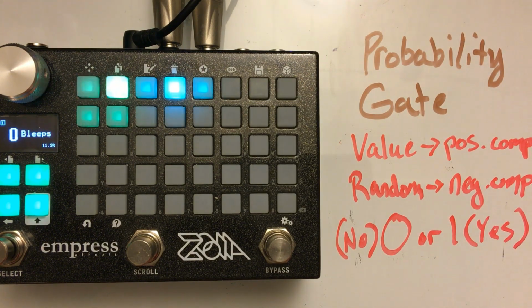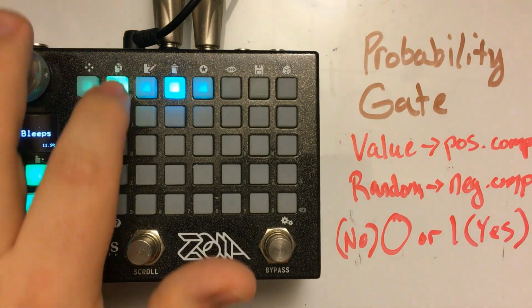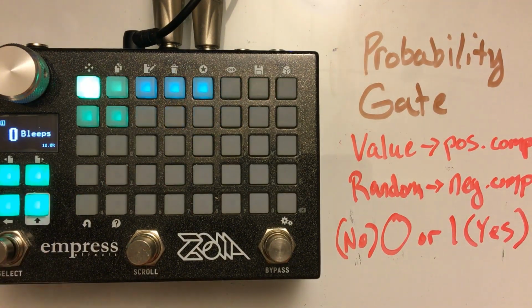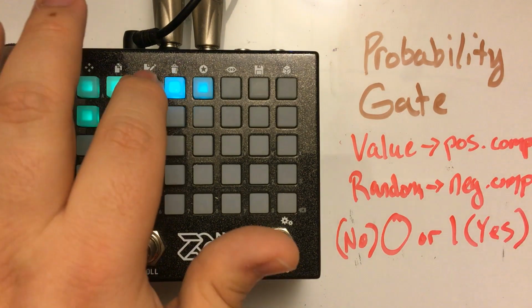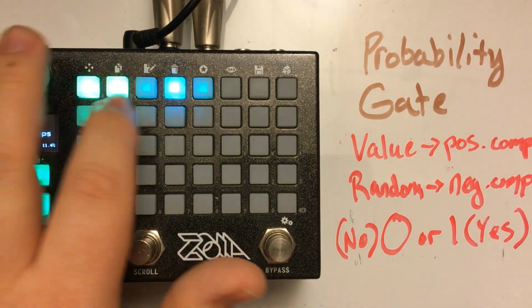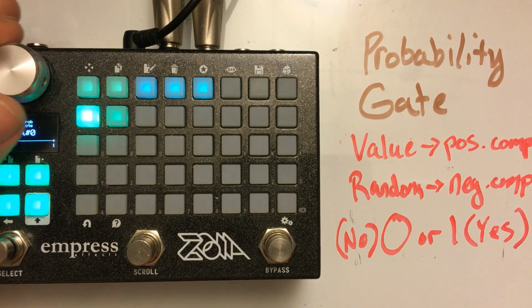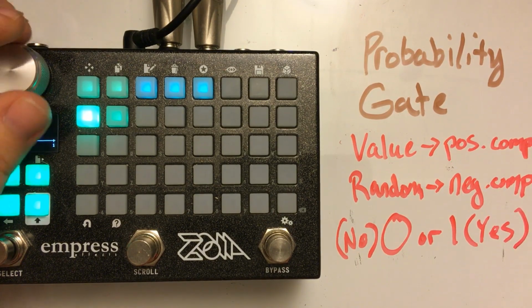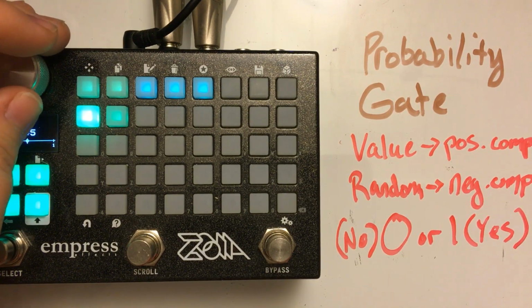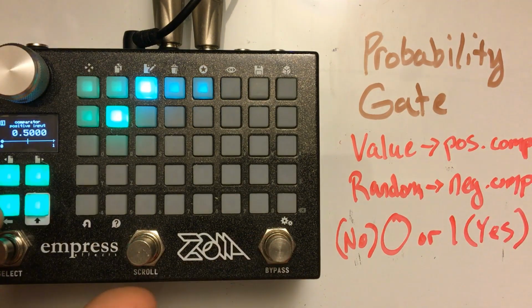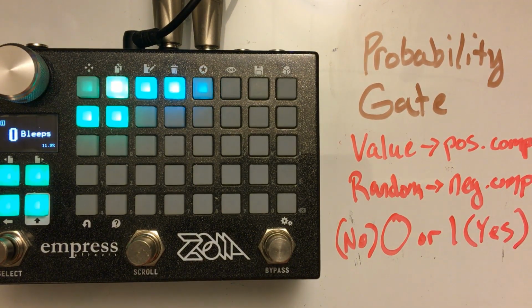And the way that we produce a probability gate in ZOIA is with a random module, and again, this random module is still tied to our clock, and a value module. Or you can directly bias the comparator's input, and you bias the positive input, or with the value module bias it. I'm going to switch over to notes because that works as a sort of coarse tune. And let's say we have the comparator set to 0.5. That means 50% of the time the output of the comparator is going to be 0 or it's going to be 1.